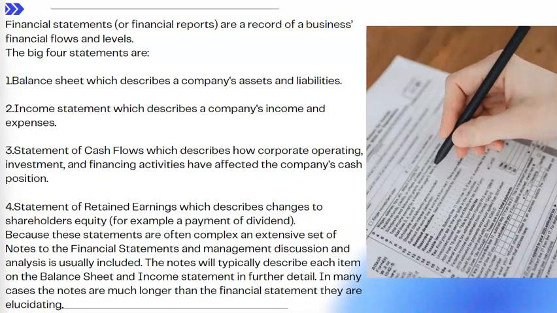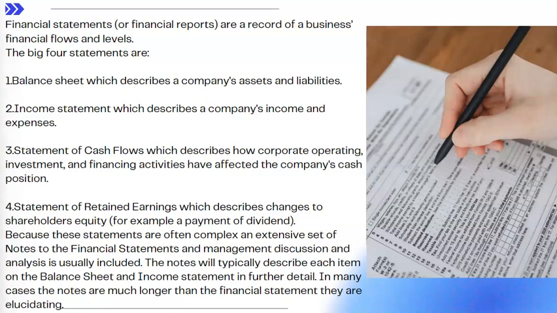Financial statements, or financial reports, are a record of a business' financial flows and levels. The big four statements are: 1. Balance sheet, which describes the company's assets and liabilities. 2. Income statement, which describes the company's income and expenses. 3. Statement of cash flows, which describes how corporate operating, investment, and financing activities have affected the company's cash position.